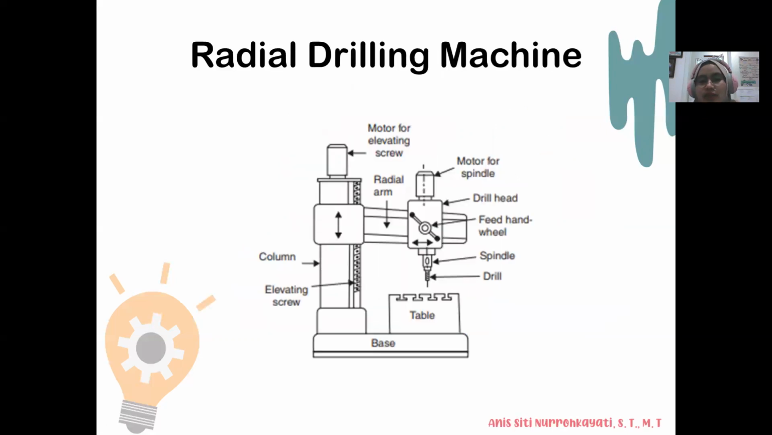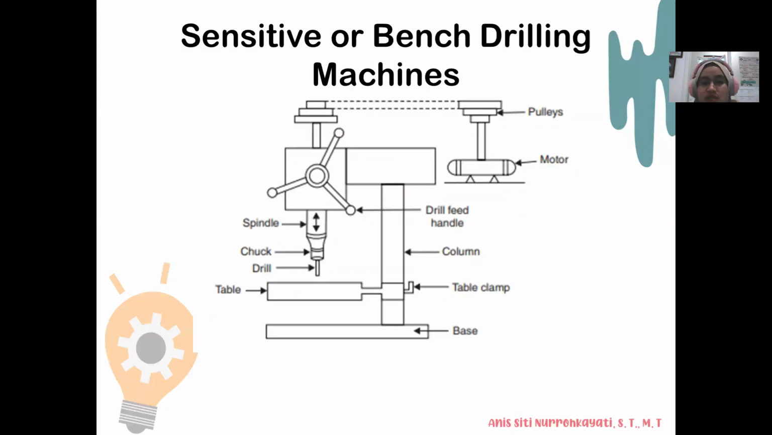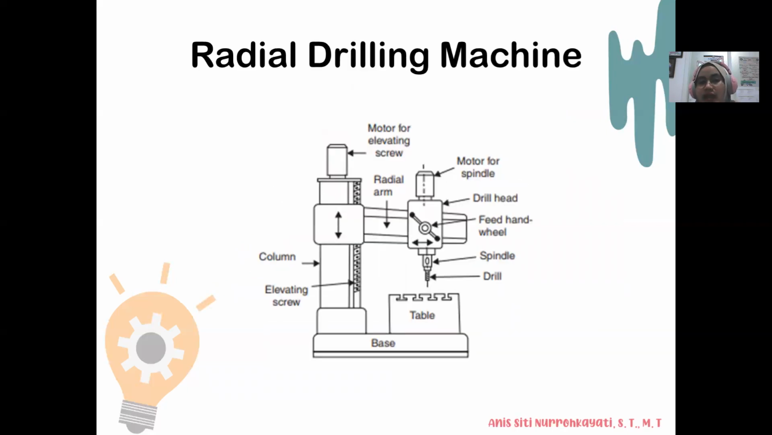This is the radial drilling machine. They have a column, elevating screw, table, base, spindle drill, a feed hand wheel, drill head, motor for spindle, radial arm, and motor for elevating screw. If the sensitive only has one motor, then the radial drilling has two motors: the motor for the elevating screw and the motor for the spindle.